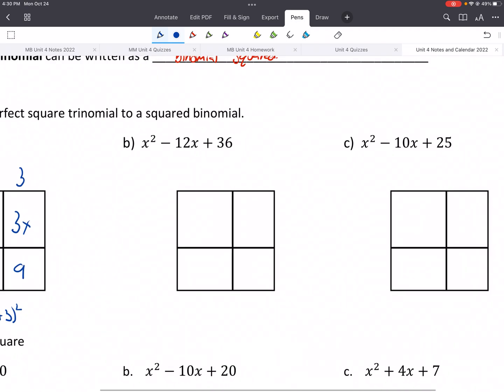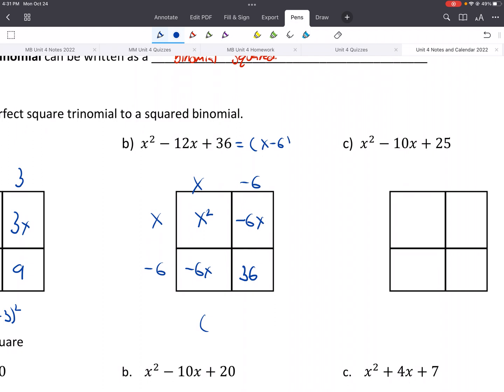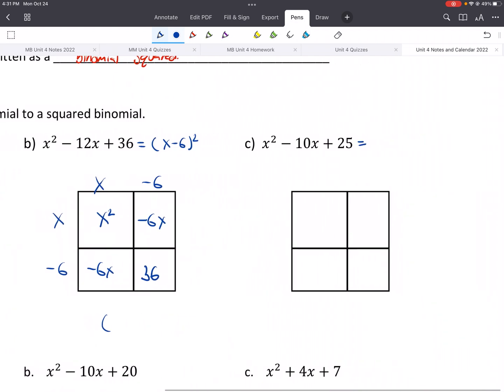I don't know, these aren't too bad. Why don't we do these two? So we got x squared. Half of 12 is 6. And then we'd have 36. So we'd take out x's and negative 6's, and we'd get this is equal to x minus 6 squared. And then the last one we want to figure out what that is. Why don't you give that a try? But it should give you x minus 5 squared.